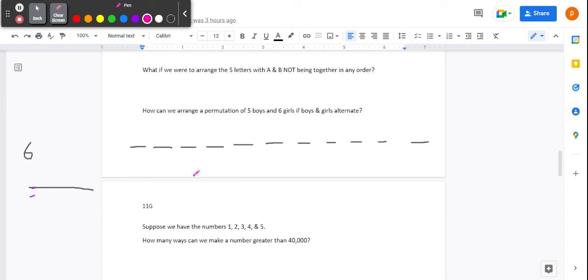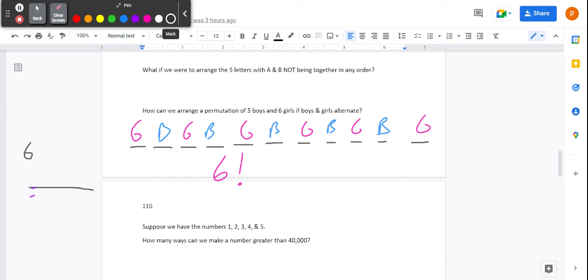Basically, what would have to happen is we'd have girl, boy, girl, boy, and so on, alternating, with girls at both ends. So we have 6 girl slots, and the girls can be arranged 6 factorial ways, and we would multiply by 5 factorial for the boys slots because the boys and girls have to alternate.